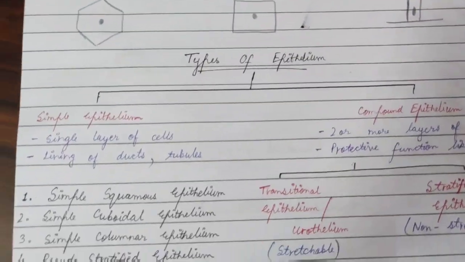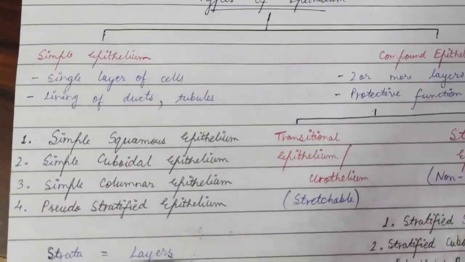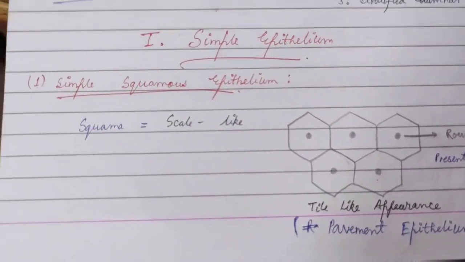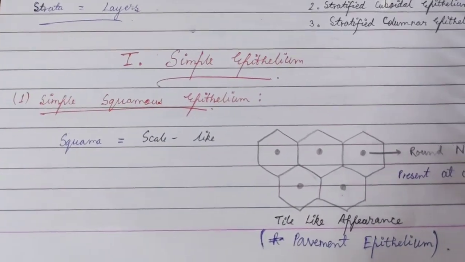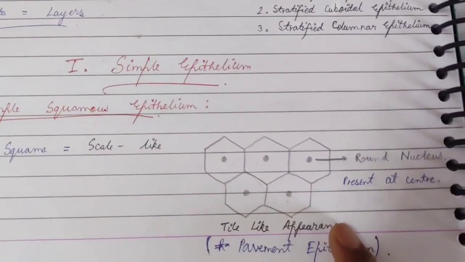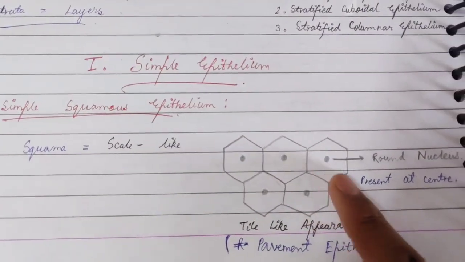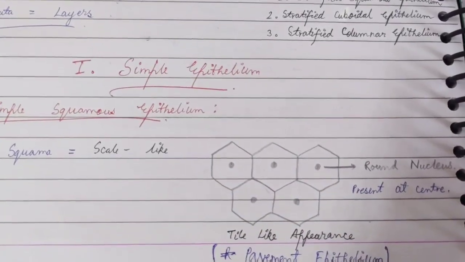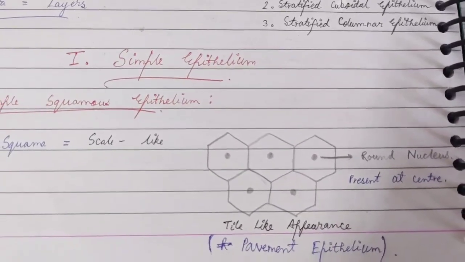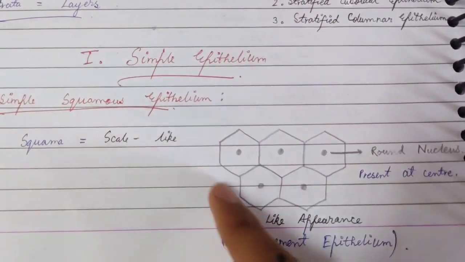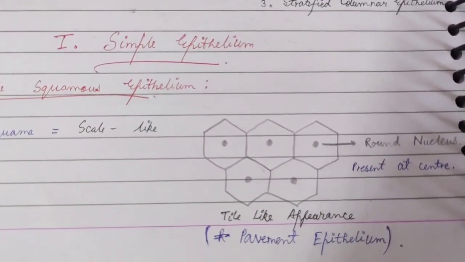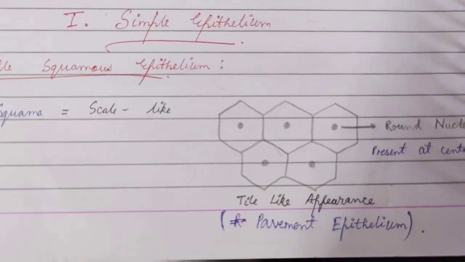Now let us see simple squamous epithelium first. Simple squamous epithelium is also of two types. Squama means scale-like. Now see this diagram. In simple squamous epithelium, cells are arranged in a single layer with a round nucleus present at the center. It has a tile-like appearance, like the flat tiles you see in houses, so it is also called pavement epithelium.